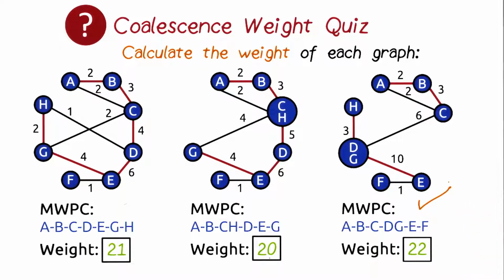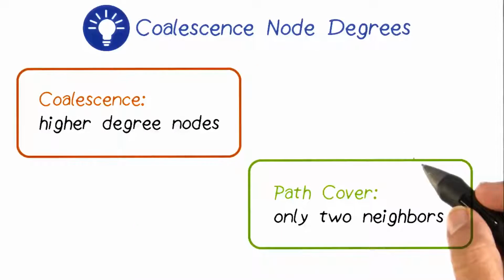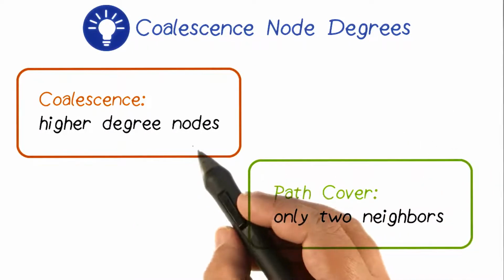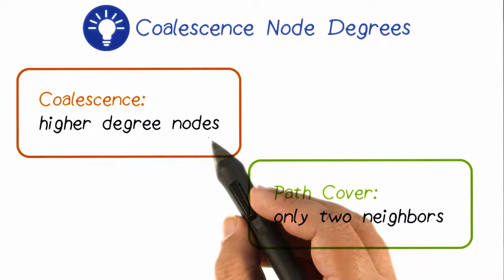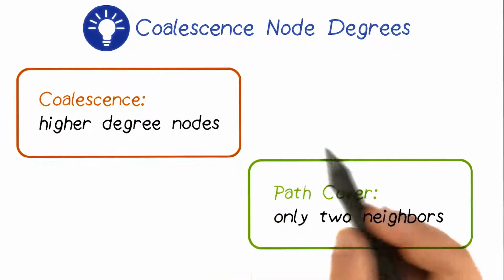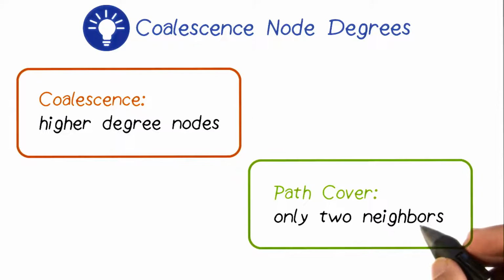So again, what are the different trade-offs that are involved in coalescence? Coalescence leads to high degrees for nodes in the access graph, whereas the path cover wants only two neighbors. And so if we manage to carry out the coalescence so that the degree stays around 2 and doesn't increase too much, we would achieve a very good solution, which is at the heart of the algorithm.